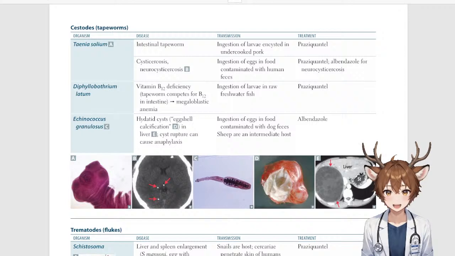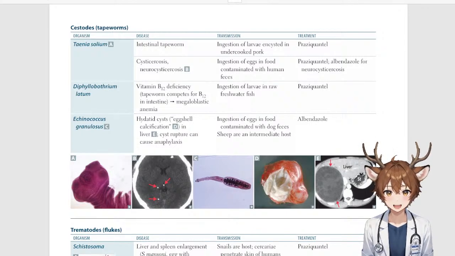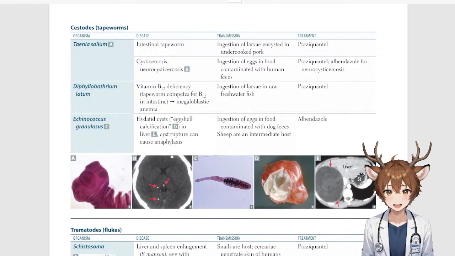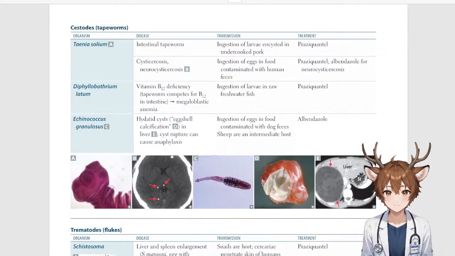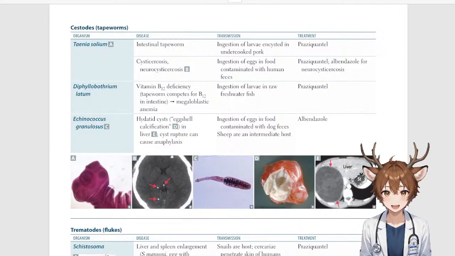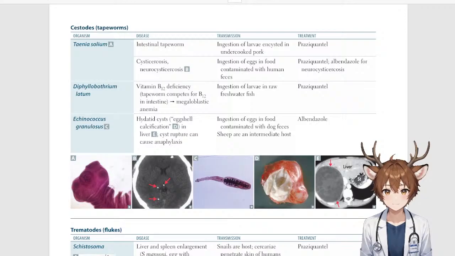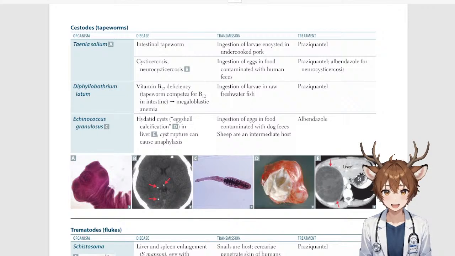Anyway, cestodes, tapeworms. We have Taenia solium, which has 2 different diseases. Let's talk about Taenia solium that causes intestinal tapeworm. Transmission is ingestion of larvae encysted in undercooked pork, and you treat it with praziquantel. We also have this other disease caused by Taenia solium called cysticercosis, and also neurocysticercosis, cystic CNS lesion, seizures, caused by ingestion of eggs in food contaminated with human feces. You treat it with praziquantel, albendazole for neurocysticercosis.